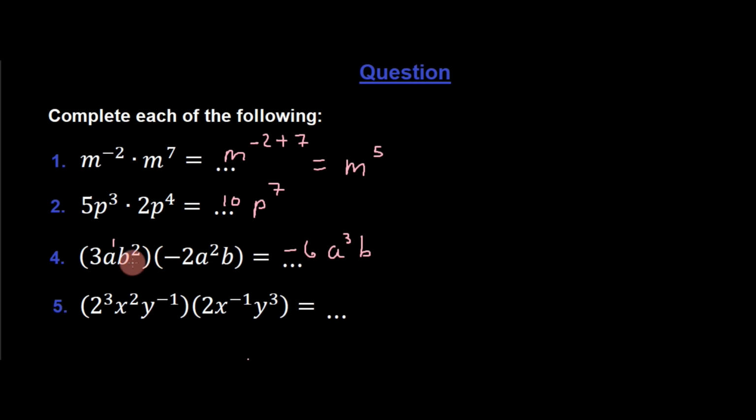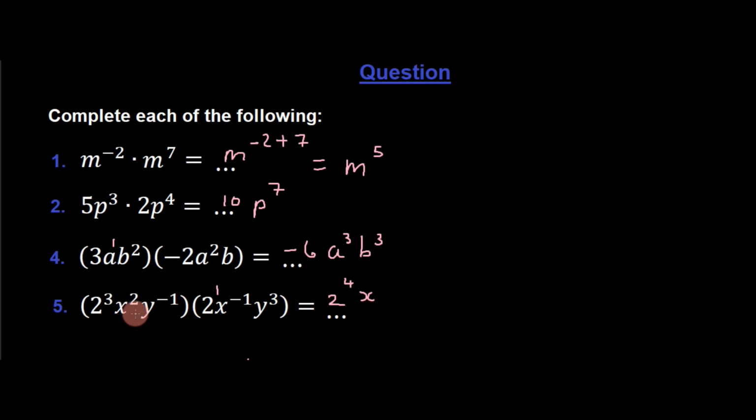And the same with the b's. B squared times b to the 1 is going to be b cubed. First multiplying the numbers. Once again, it's important to remember that there's a power of 1 here with a 2. So 2 cubed times 2 to the 1. The bases are the same. We can add the powers. So it's going to be 2 to the power of 3 plus 1. So 2 to the 4.